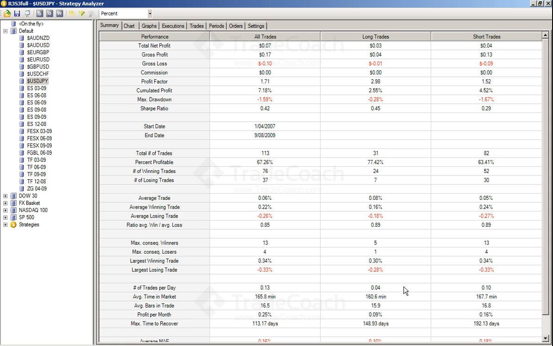As you can see, my shorts, 4 stop-outs in a row is not acceptable for me. I'd actually only have a maximum of 3. And 63% success on the short side's average. On the long side, it's really good. Only 31 trades for the long side over 2 years, 4 months.